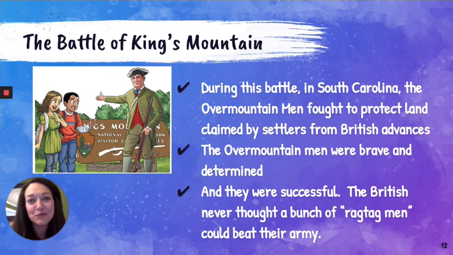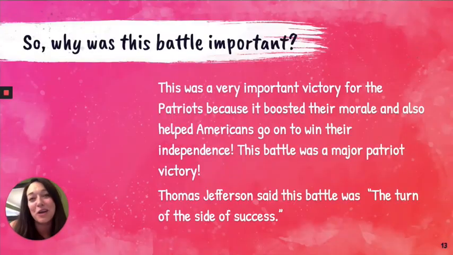They were successful, and this really demoralized the British because, as I put on here, they never thought a bunch of ragtag men, and that's kind of the way the Overmountain Men were referred to a lot, because they were just good old men that grabbed their weapons and went to battle for their land. They should have probably never beaten the British because they were an army, and they did. So why are we even talking about this?